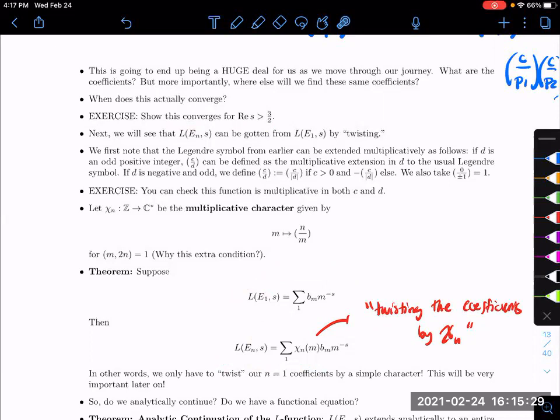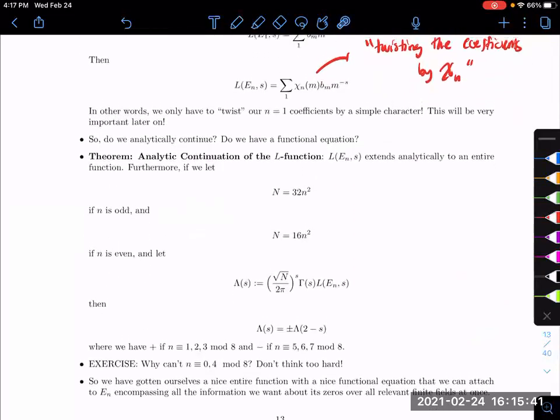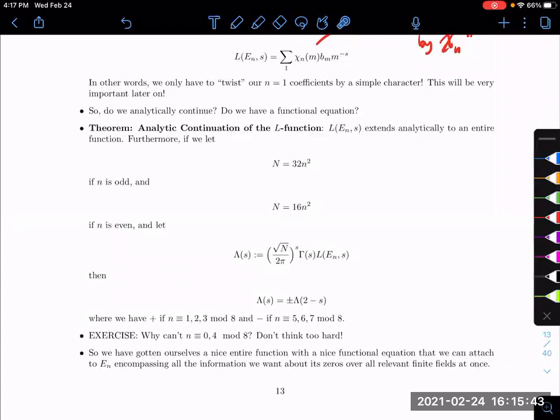But what were the really pressing questions? The really pressing questions were, does our L function analytically continue, and does it have a functional equation? And so, theorem, big theorem: analytic continuation of the L function. It turns out you actually get a little bit better of an analytic continuation than you do with the Riemann zeta function. L of E_n of s extends analytically to an entire function. There are no poles anywhere. Okay, so that's the first thing.